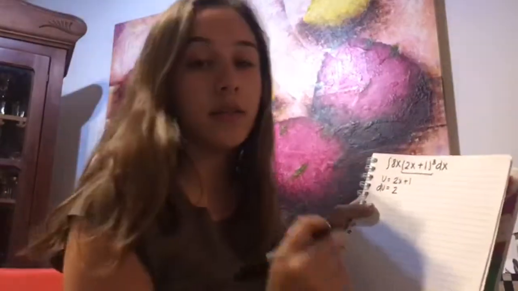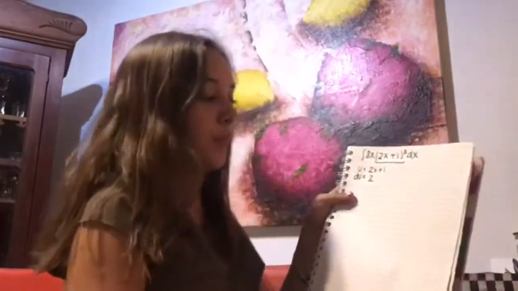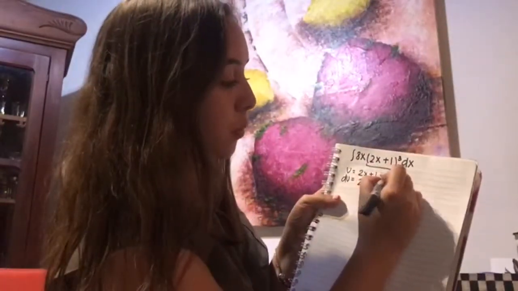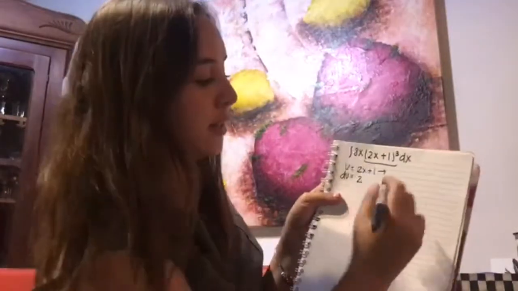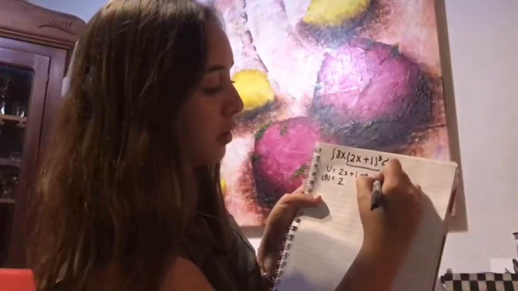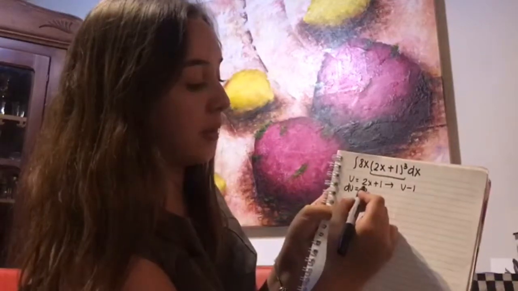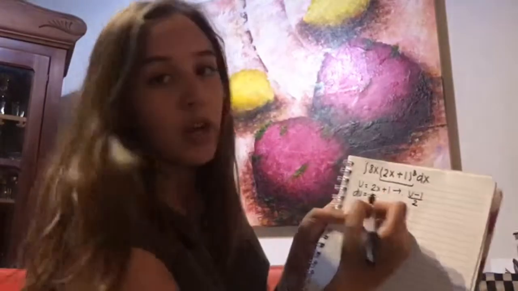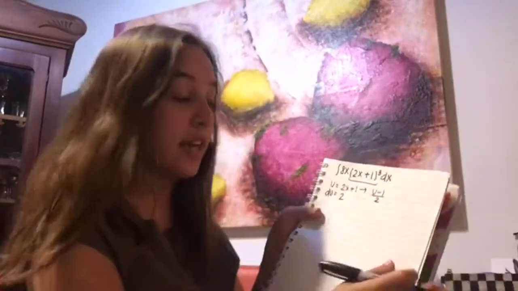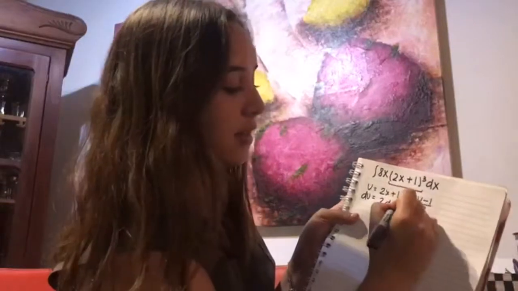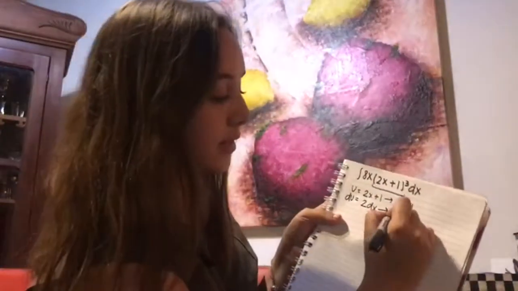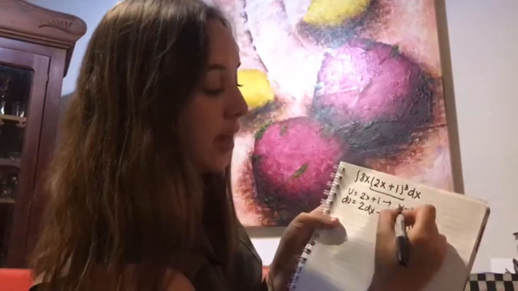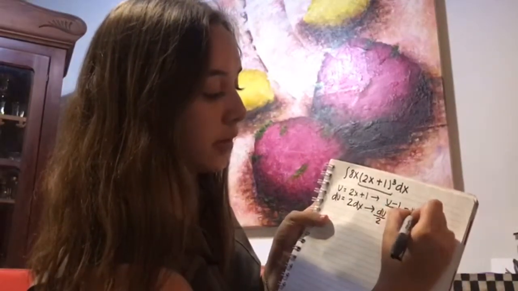And now, since it's double substitution, things change a little. We're gonna isolate for x on the u. So to that, we will pass the 1 subtracting to this side, so it's gonna be u minus 1, and we're gonna pass the 2 dividing, so it's gonna be u minus 1 over 2. And here, we're gonna isolate for dx, because here goes a dx. So it will be du over 2 equals dx, and u minus 1 over 2 equals x.